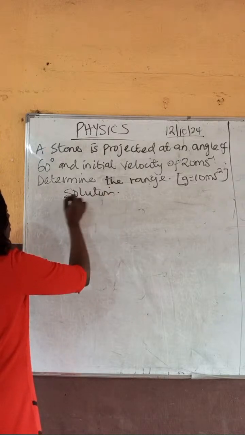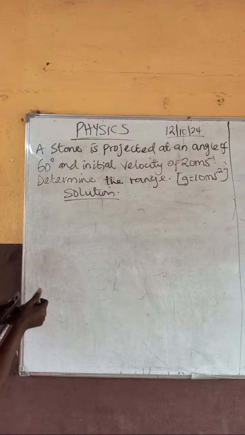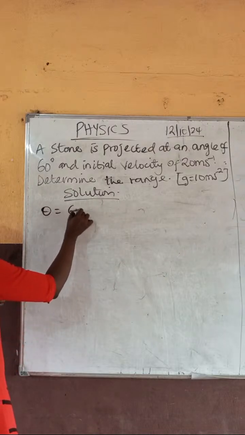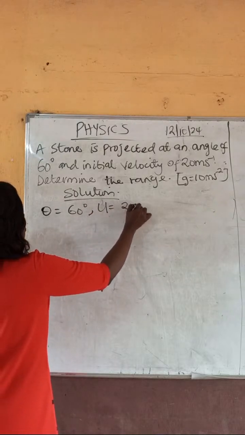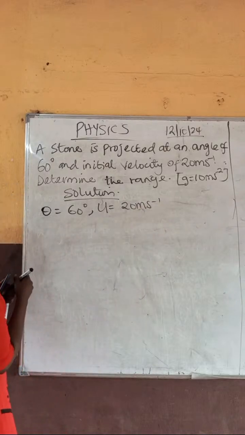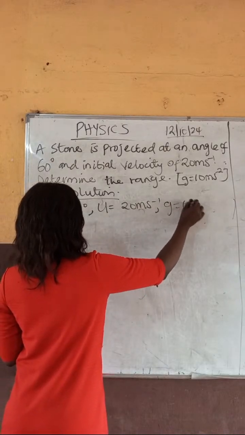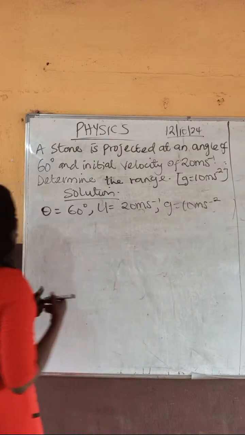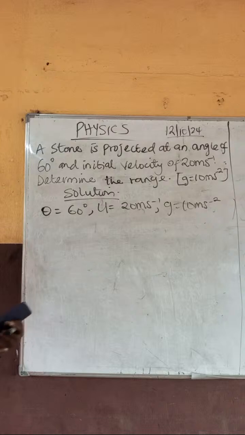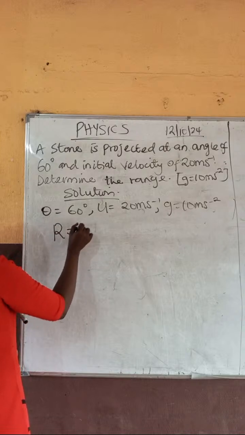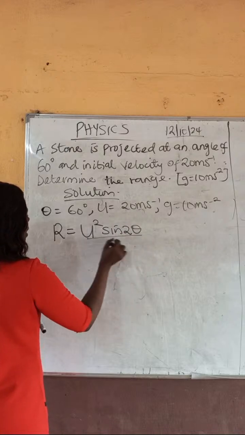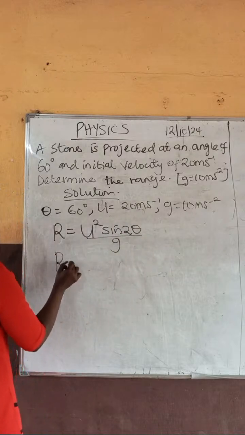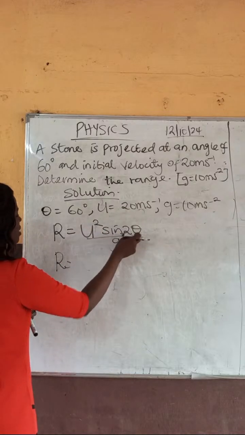Now, for us to solve this, we are going to state the parameters. Solution. Theta is 60 degrees. Then we have initial velocity to be 20 meters per second. And we are given g to be 10 meters per second square, right? Then the formula for our range is this: R is equal to u square sine 2 theta over g.